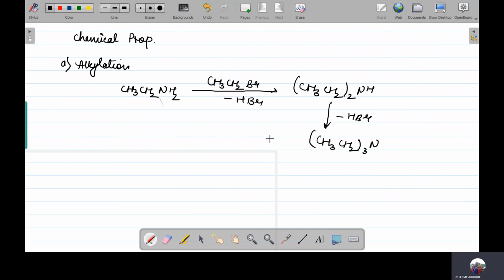And then again reacting it, so Br is going to come. Means ultimately you are going to get the tetra, like over here we have taken an ethyl, so tetraethyl ammonium bromide is being prepared.